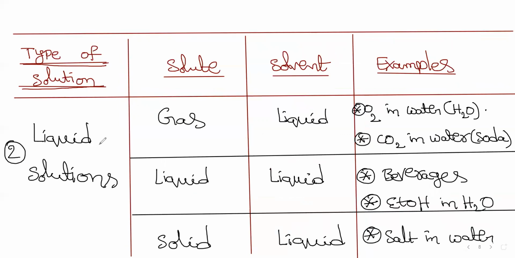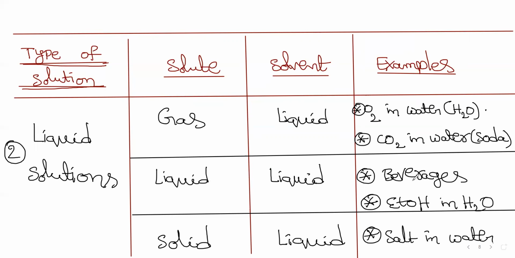The next type of solution is liquid solutions. So there are gas in liquid, liquid in liquid, and solid in liquid. Gas in liquid is oxygen in water, that is H2O. When oxygen is dissolved in water, that is a gas in liquid type. And carbon dioxide in water, which is soda, which we know very well. So these two are examples of gas in liquid.